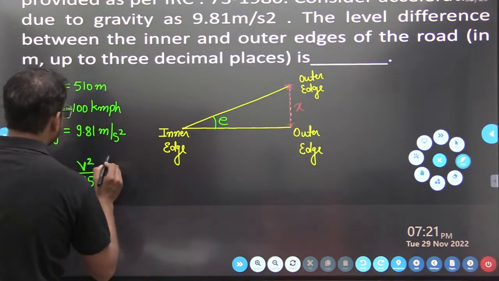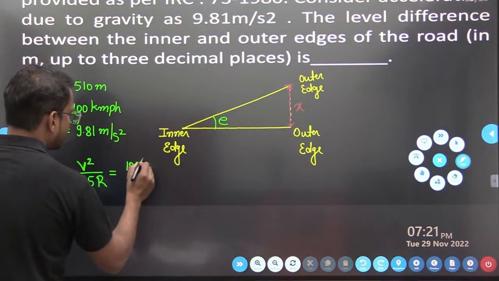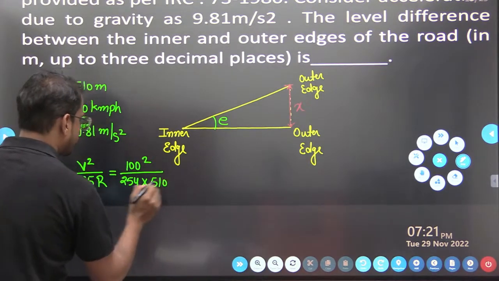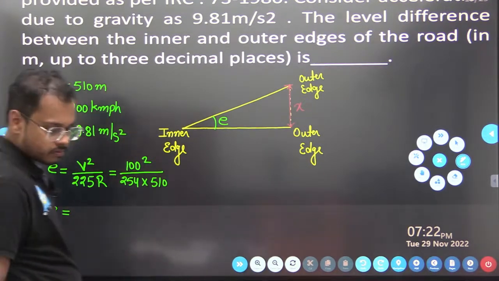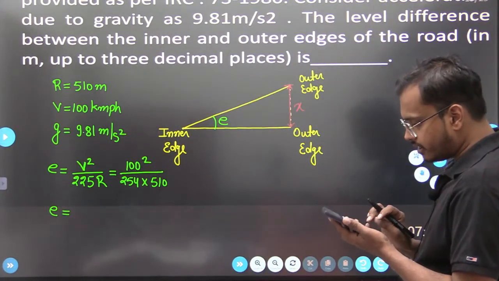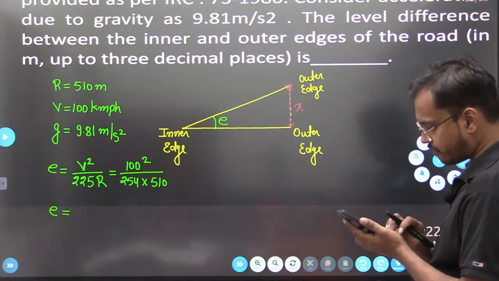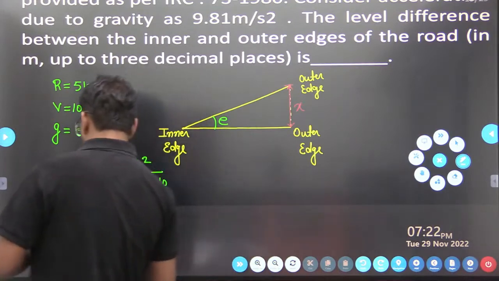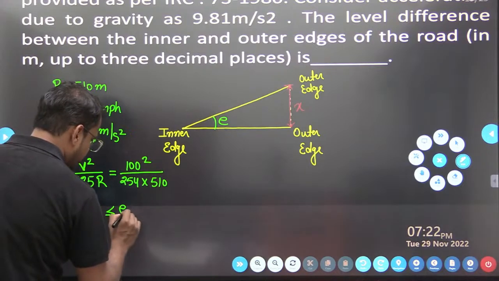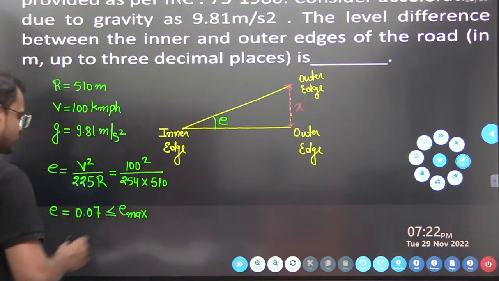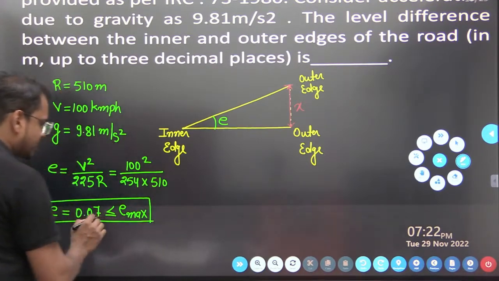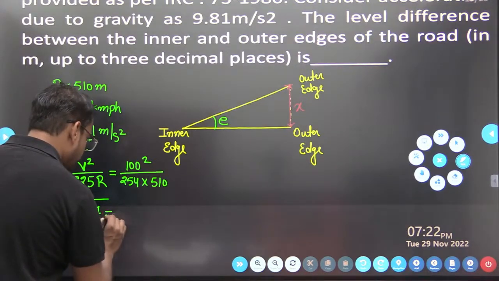So the value of V square, that means 100 square, divided by 254 into R. What is the value of radius? Radius is 510. What is the value of super elevation? So the value of super elevation is equal to 100 square divided by 254 multiplied by 510. So the value is equal to 0.07. It is less than or equal to Emax, then there is no problem. So E is equal to 0.07. Actually it is equal to Emax, not less. It is equal to Emax, then there is no problem.